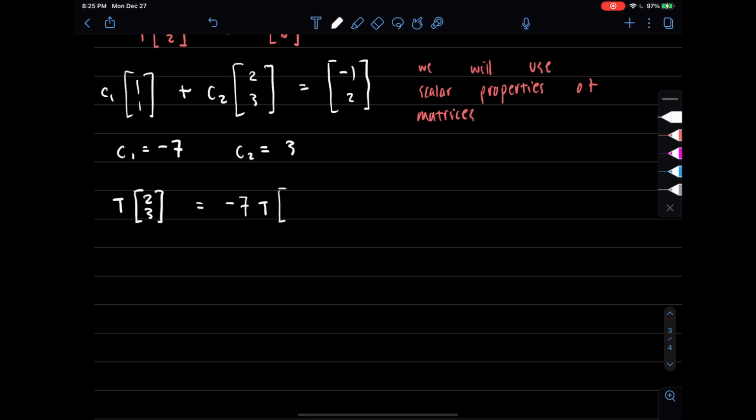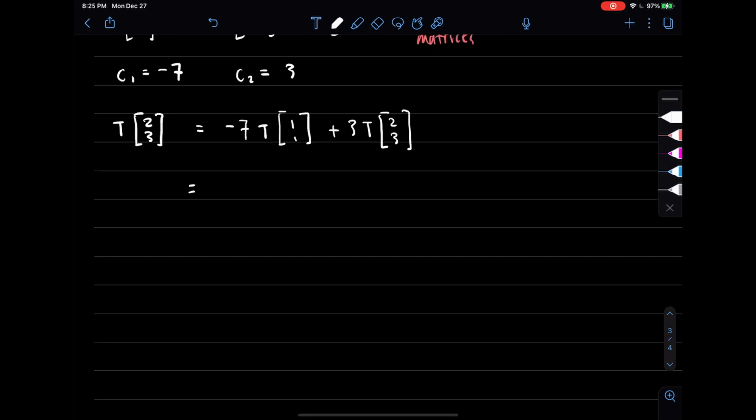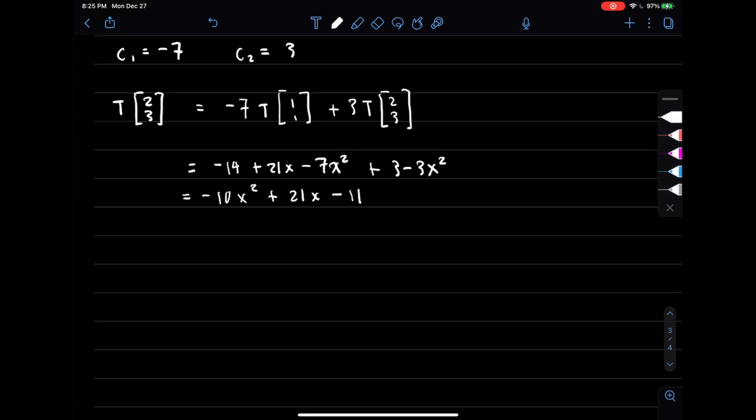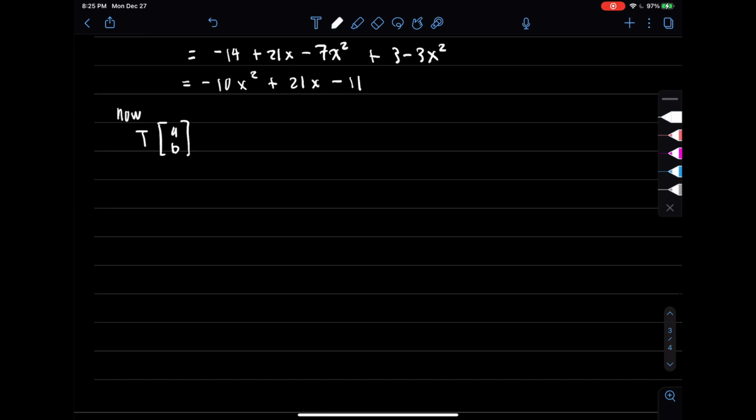And basically we just plug this back into the equation, where T of (1, 1) gives us 2 minus 3x plus x squared, and T of (2, 3) gives us 1 minus x squared. So we just multiply by the factors and simplify, and we'll get -10x squared plus 21x minus 11. So now T of (a, b) is quite similar.